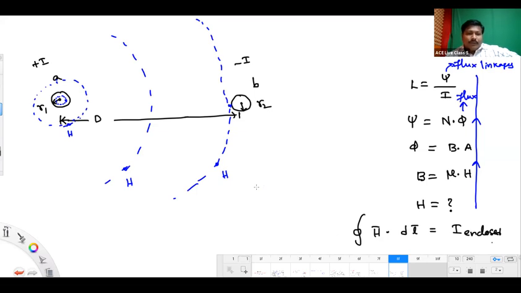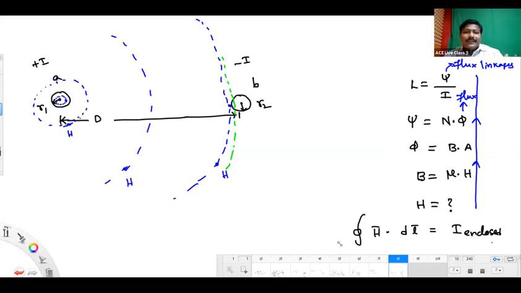Now the thing is, if I am crossing that circle, what will happen? For example, if I go something like this, cutting conductor B, what is the current enclosed now? Is it I or less than I? Definitely less than I, because some portion of B current is going to cancel the A current.